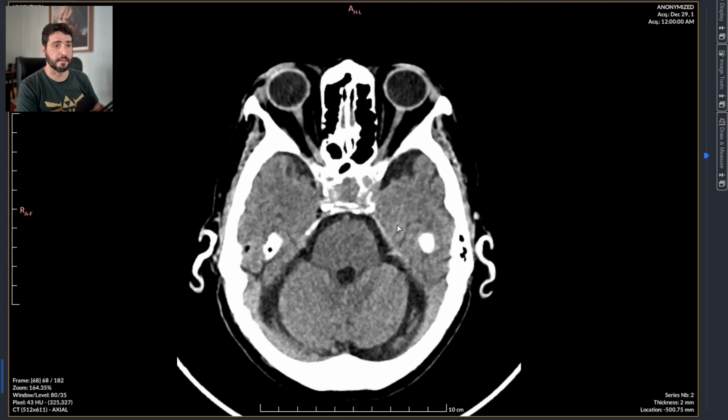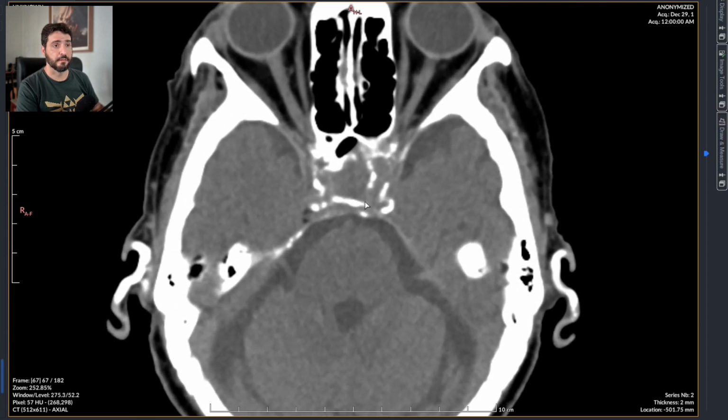Right here, we just window it a bit, we can see these are vascular calcifications. These are vascular calcifications related to the carotid arteries, the internal carotid arteries. So these are the carotid arteries. Between the carotid arteries, we have the sellar region where the pituitary gland is, also called the Turkish sella. So it is a bone cavity that holds inside the hypophysis gland.